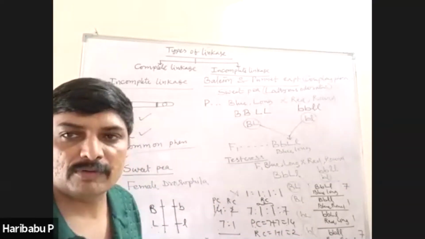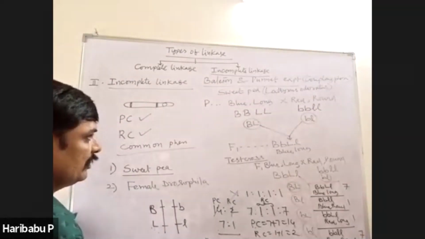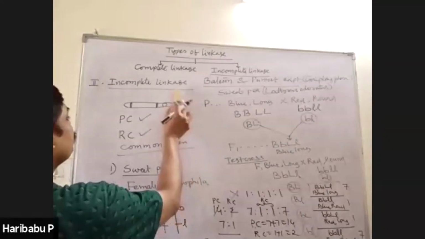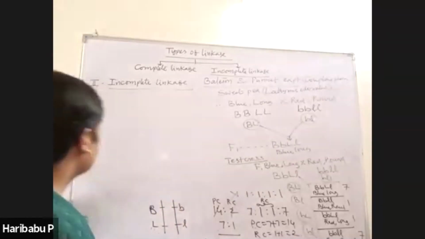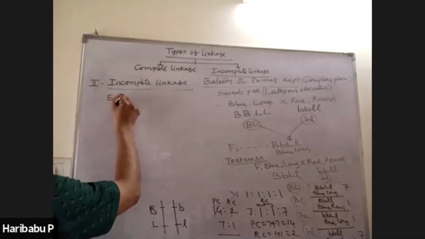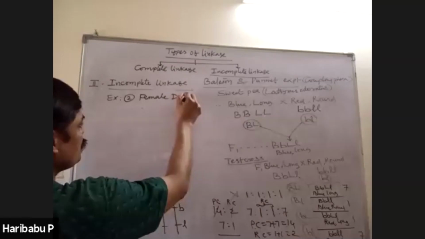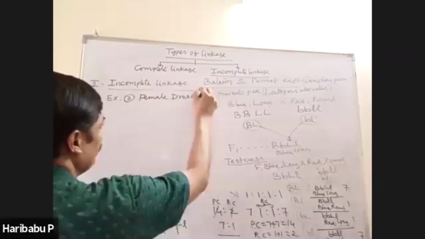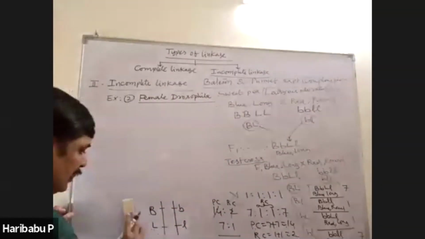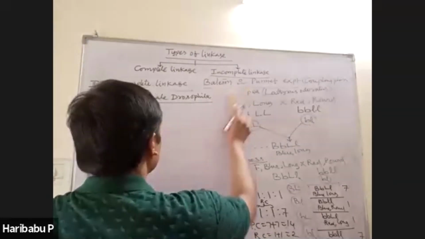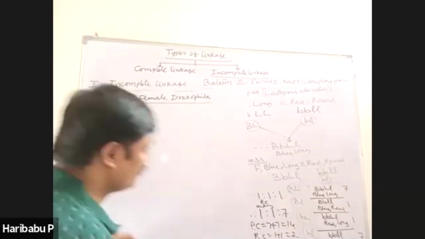Now we will see another example of incomplete linkage, that is female Drosophila. Example 2. Male Drosophila shows complete linkage. Female Drosophila shows incomplete linkage. Let us see. In incomplete linkage, that is in the case of female Drosophila, along with parental combinations, recombinations are also obtained.